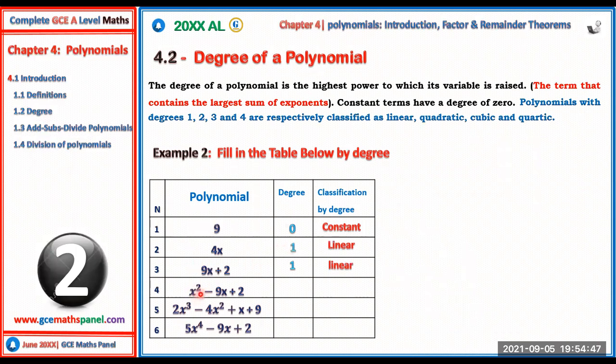This next one, the highest power here is 2. So the degree is 2, and we say it's quadratic. Quadratic means the degree is 2. With this other one, the highest power is 3. So the degree is 3, and we say it is cubic. The next one, the highest power is 4. The degree is 4, and we say it is quartic. What if it is 5?